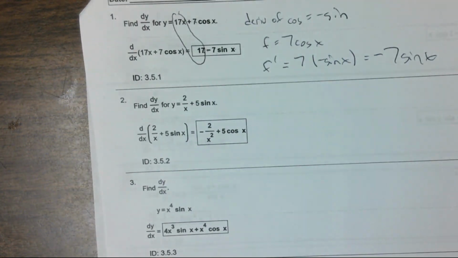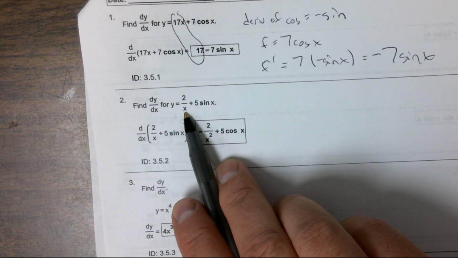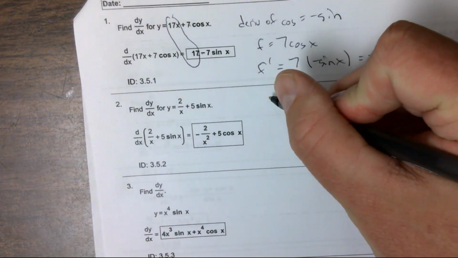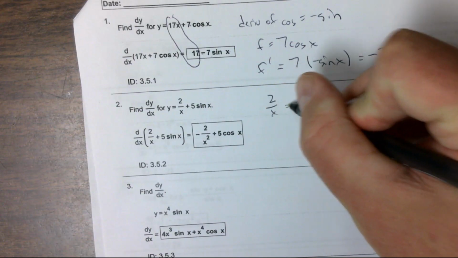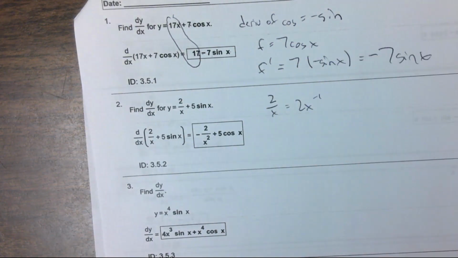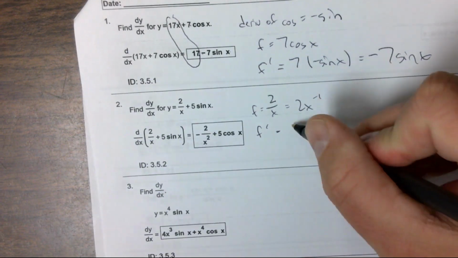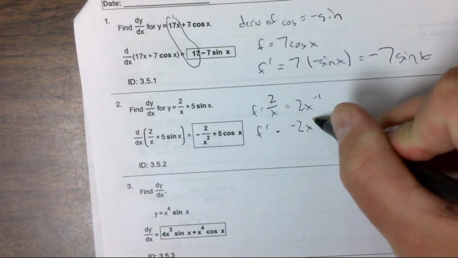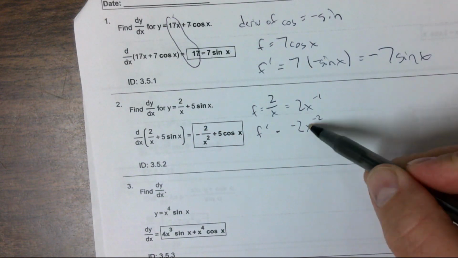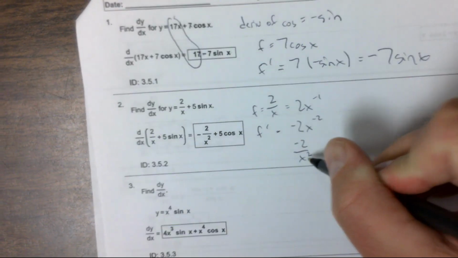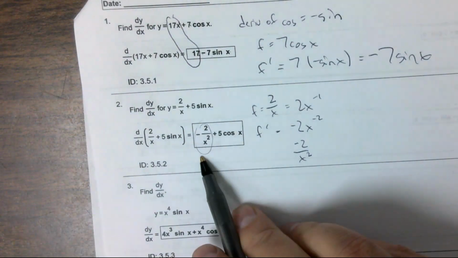Now, for this one, you have 2 over x, and it's a plus, so let's do that first. The first thing we think is 2 over x is the same thing as 2x to the negative 1. This is your function, or part of the function. So then the f prime would be 2 times negative 1 is negative 2, x to the negative 2. Now we write that as negative 2 over x squared.